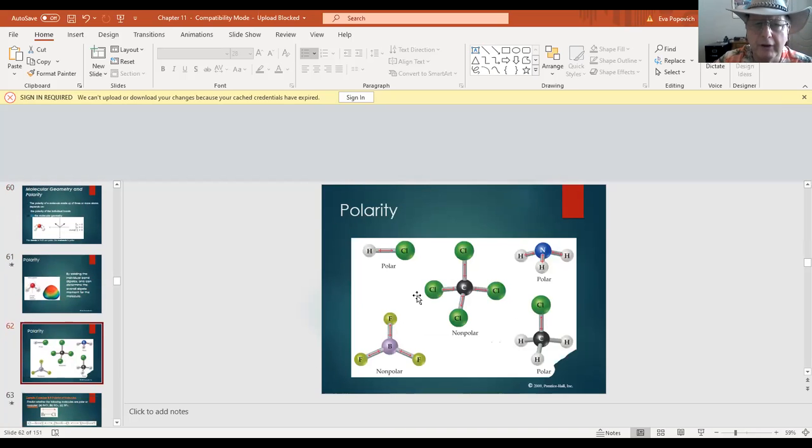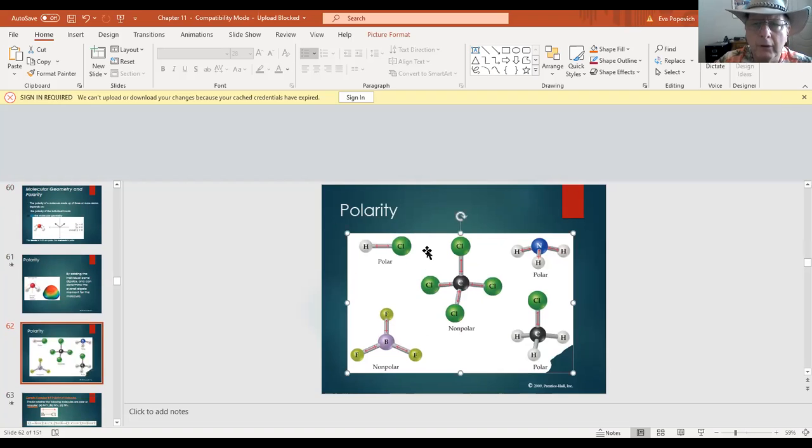So let's look at some. Ian, I have HCl. Why is that molecule polar? Cl has more electrons. And is it symmetrical? Yes. Is it? The atoms aren't. No, my bad. Okay. This side has chlorine, this side has hydrogen. It is not symmetrical. All right.